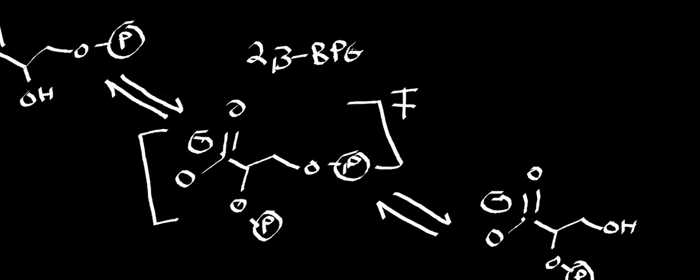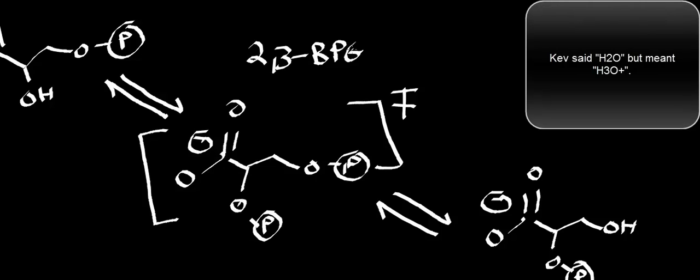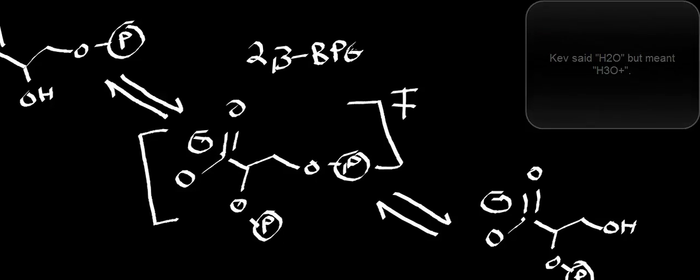Some texts might just abbreviate it BPG, but to be absolutely specific, we'll call it 2,3-BPG, because there's also a 1,3-bisphosphoglycerate, but that's beside the point. So 2,3-BPG gets elevated around cells that are actively metabolizing. Now, what does 2,3-BPG do? Well, 2,3-BPG, carbon dioxide, and H2O all favor the dissociation of oxygen from hemoglobin.